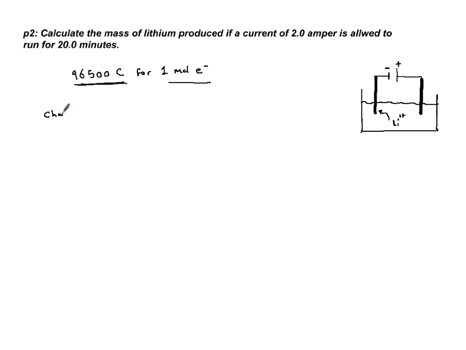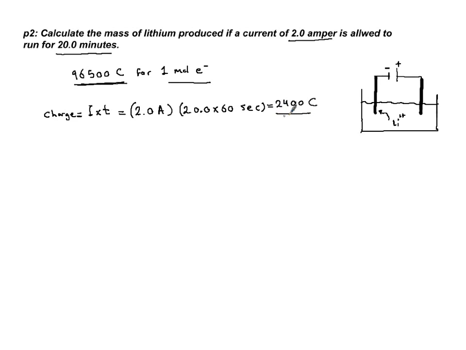Also, charge is calculated as current I times time in seconds. For our case, we have I is 2 ampere and the time is 20 minutes. So I'm going to multiply these quantities. 2 amperes multiplied by 20 minutes has to be converted to seconds. So I multiply it by 60. And once we do that, we have about 2,400 coulombs.